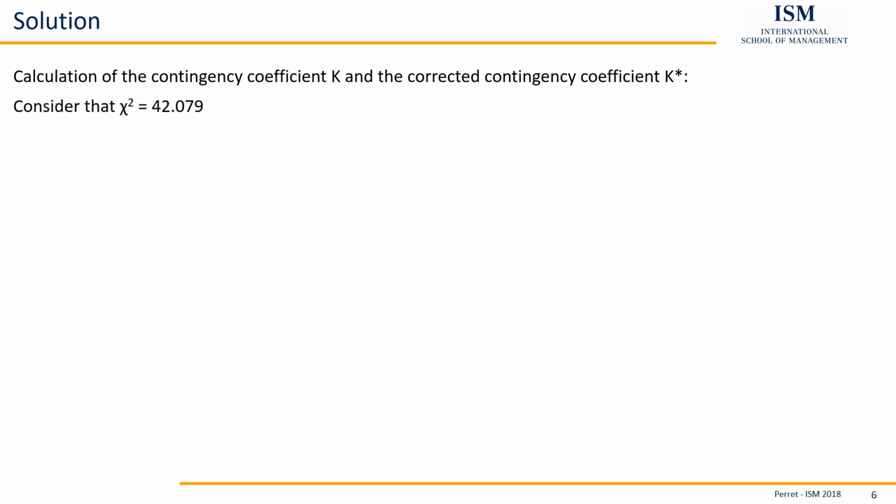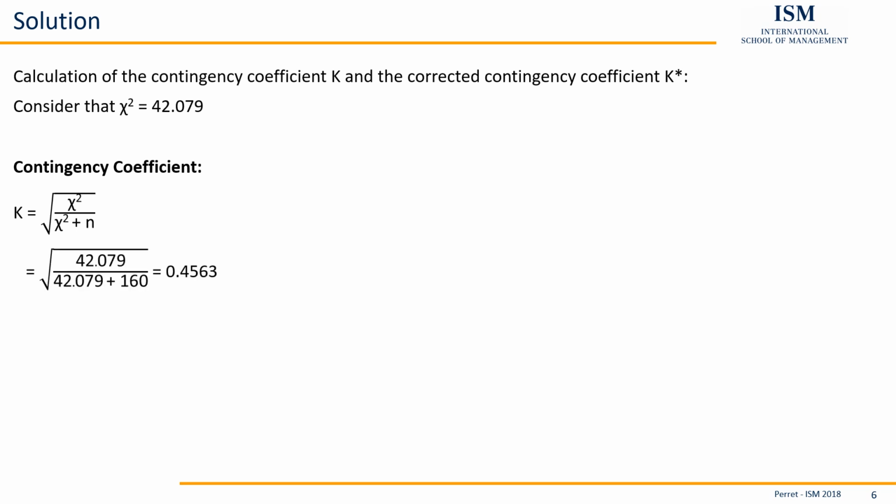For this, first we take our chi-squared value and the following formula for the contingency coefficient k. We just take chi-squared and divide it by itself plus the number of observations. So here we have 42 point something divided by 42 point something plus 160, 160 being the total number of observations. When we have calculated this fraction, we take the square root of it. So here we get a value of 0.4563. This already looks better than the original chi-squared.